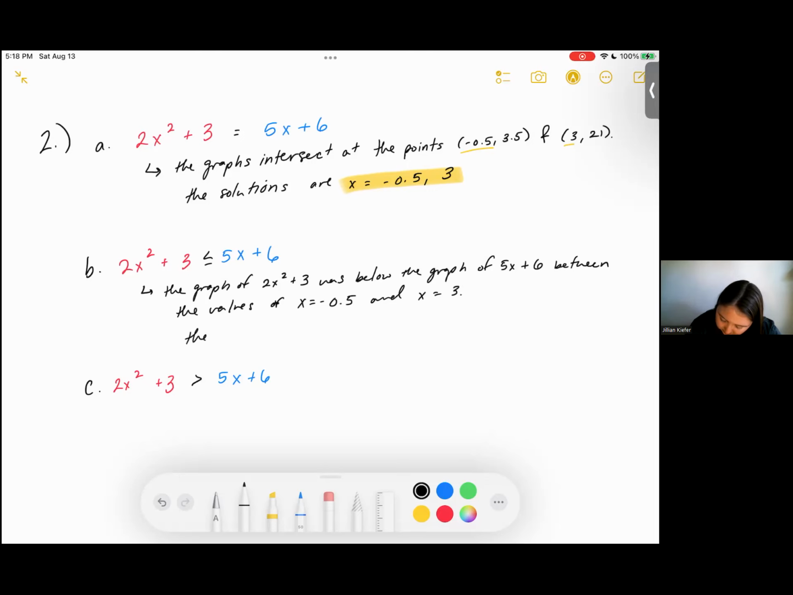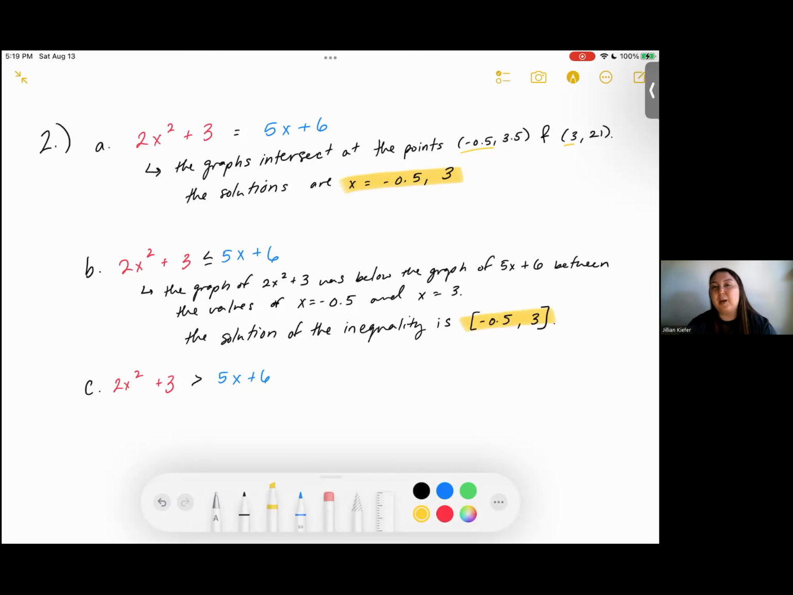This means the solution of the inequality is going to be the interval between those two x values. And we're going to include those x values because our inequality is less than or equal to. So we're going to have square brackets, negative 0.5 to 3, and our square brackets there. So that would be our answer to our inequality for part B.